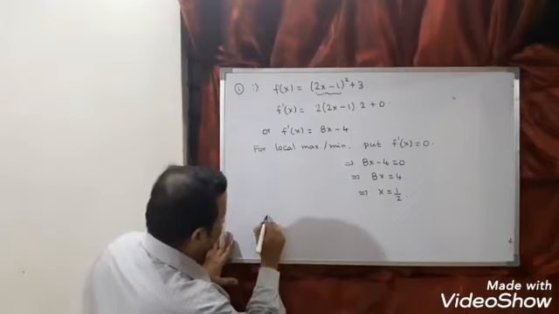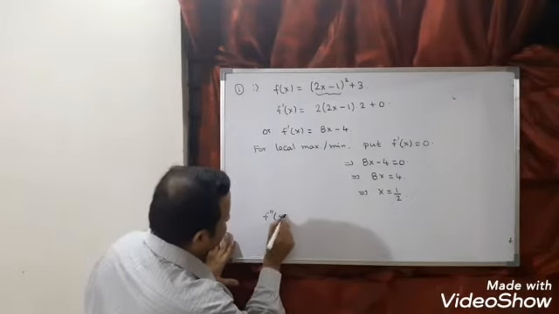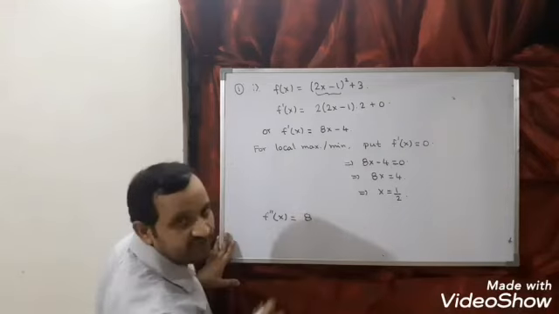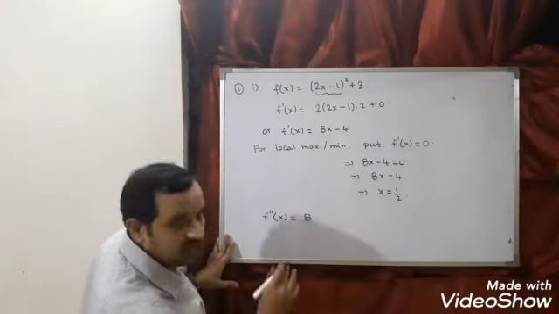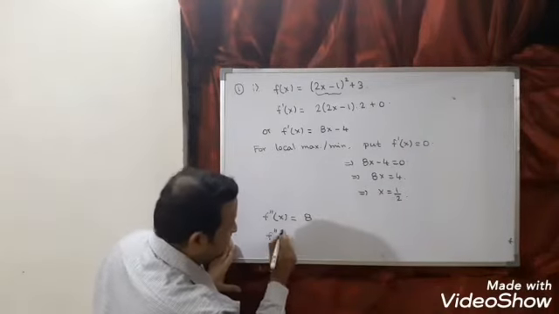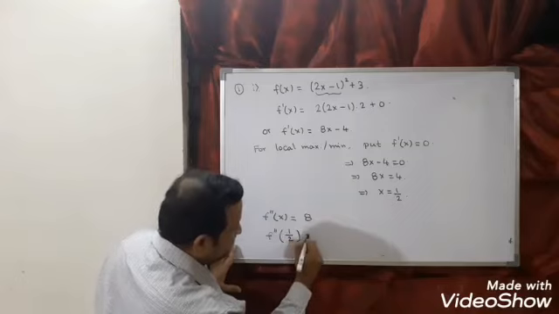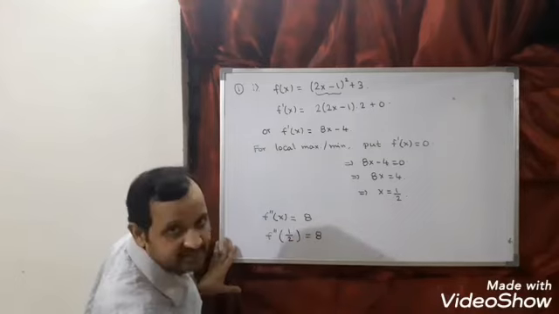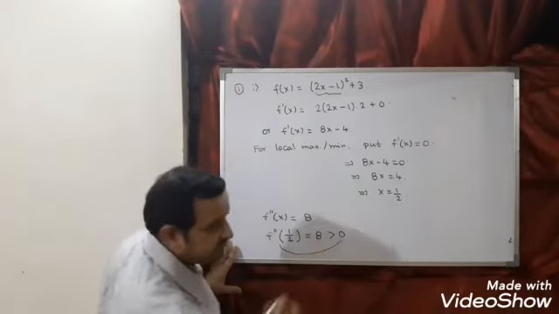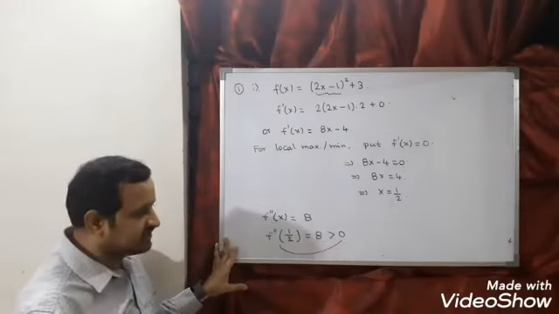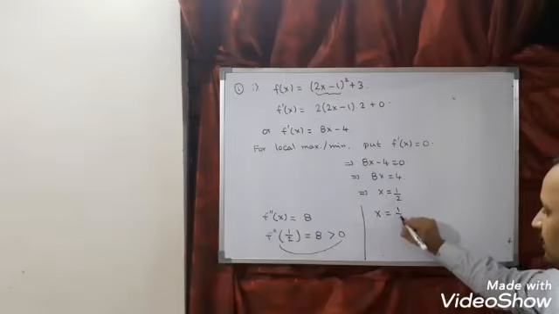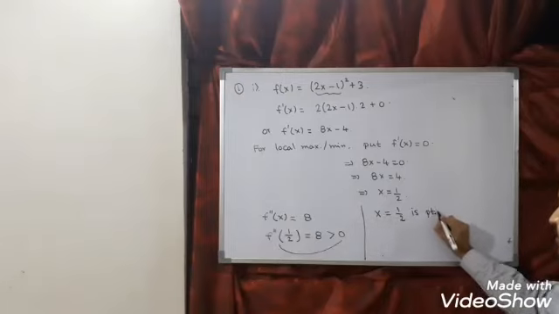Find the second derivative. The second derivative here is: differentiation of 8x is 8, differentiation of minus 4 is 0. What is the next step? Put this point in this. So f double dash of 1 by 2 is equal to 8. Is 8 positive or negative? Positive. If the second derivative is positive, what type of point is x? Point of minima. So here I can say x is equal to 1 by 2 is a point of minima.